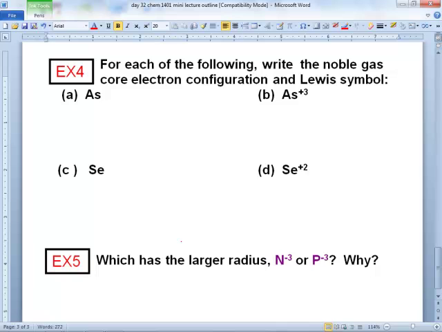Did you get them all? Did you answer the last one? Why? Oh, larger radius, though. Remember, this is the smallest. Biggest is down here. P is bigger. P is bigger than N. Since they both have the same charge, you really don't worry about it.